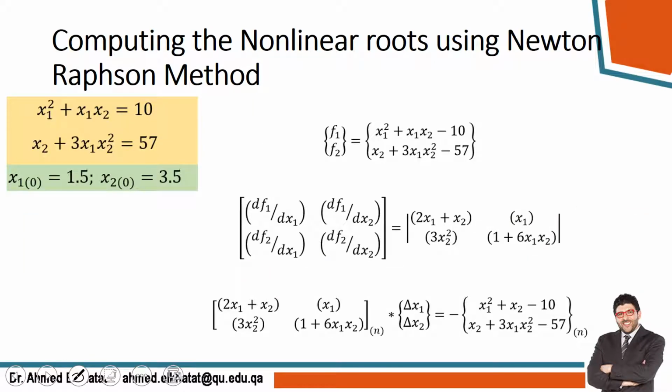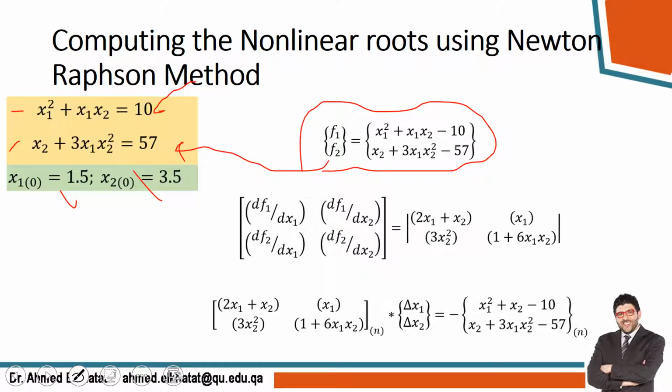So let's take this example. In this example, they want you to solve these two equations and give you initial values: x1 as 1.5 and x2 as 3.5. First we have to write both equations. This will be f1 and this will be f2. Remember that you should put it inside.